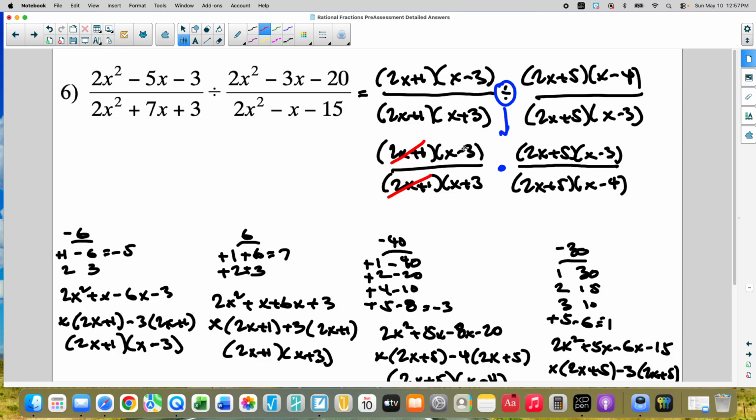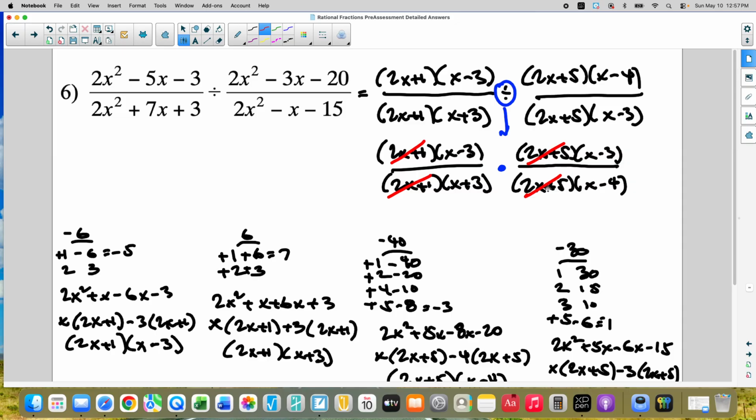No. Those don't cancel. That's too bad. Let's get those parentheses in there. That cancels. That cancels. Oh, wow, that's too bad.